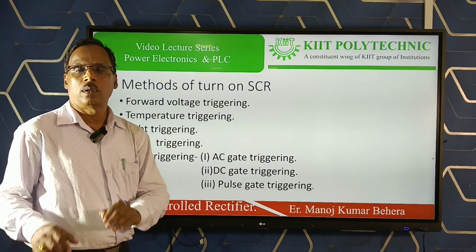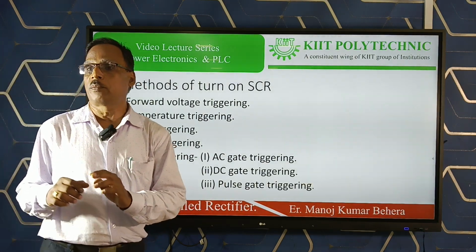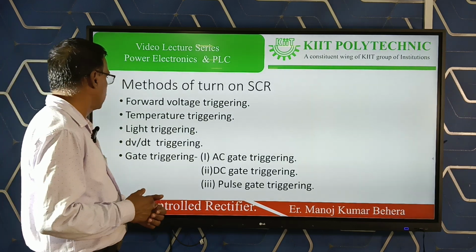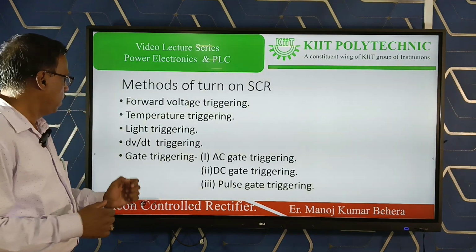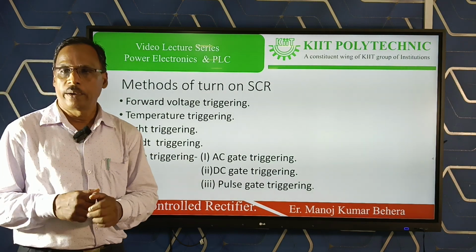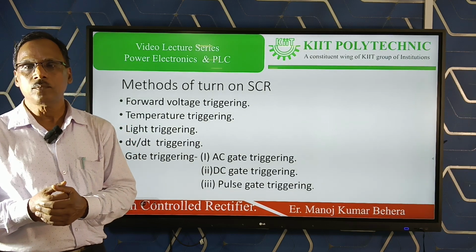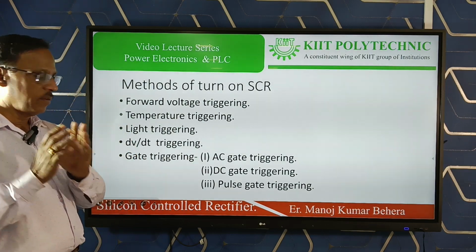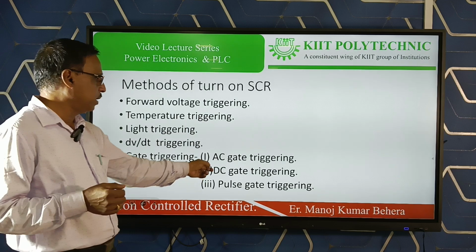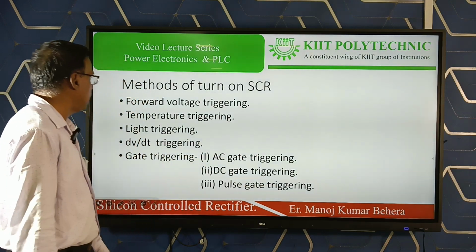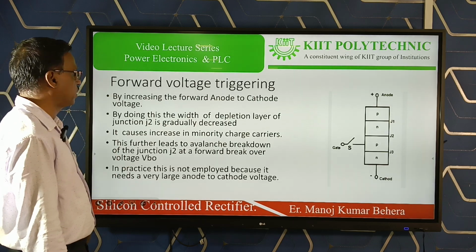So there are different methods of triggering of SCR. First one is forward voltage triggering, then temperature triggering, light triggering, dv/dt triggering, and gate triggering. What are the different types of gate triggering? That is AC gate triggering, DC gate triggering, and pulse gate triggering. First I will discuss the forward voltage triggering.